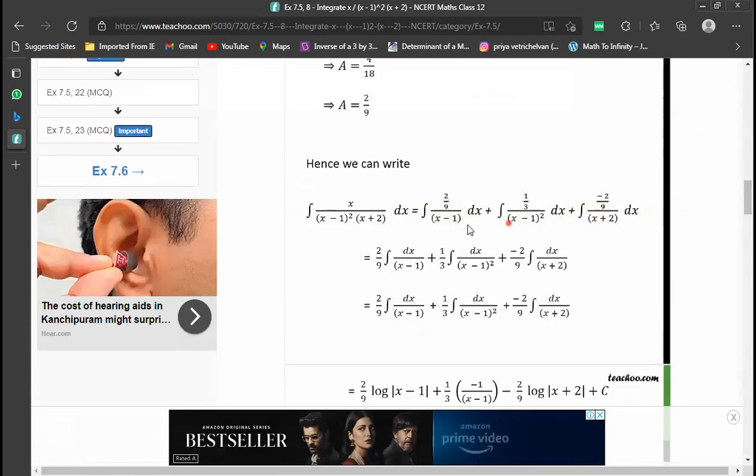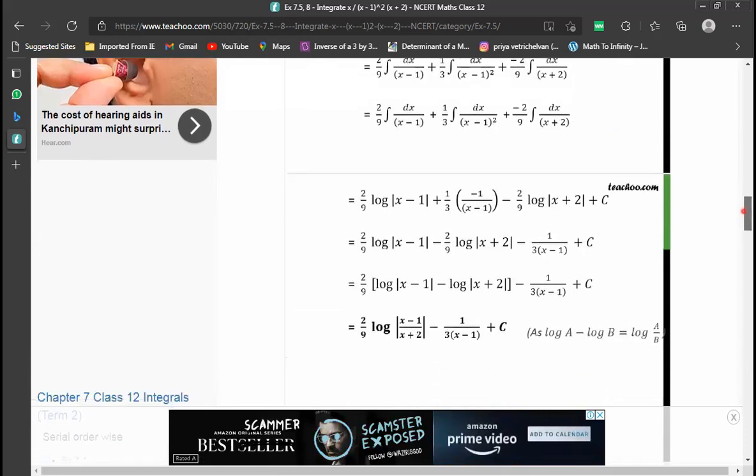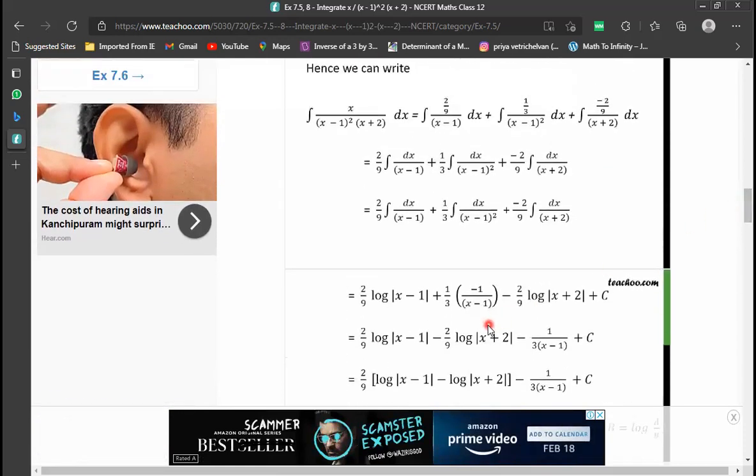Just substitute them over here and then you do the integration. So it will become log of x minus 1. And here it will become log of x plus 2. But here if you notice you have x minus 1 the whole square here. So let's solve that separately.